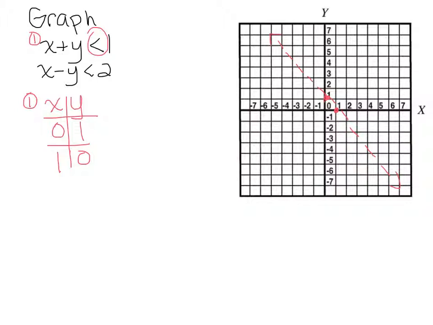And now let's shade. Pick a point on one side of the line. If the inequality, when we plug that point in, is true, then we shade on that side. If it's false, we shade on the opposite side. The easiest point to pick is 0, 0. So let's plug 0, 0 into that first inequality. 0 is less than 1. That is a true statement, so we're going to shade on that side of the line.